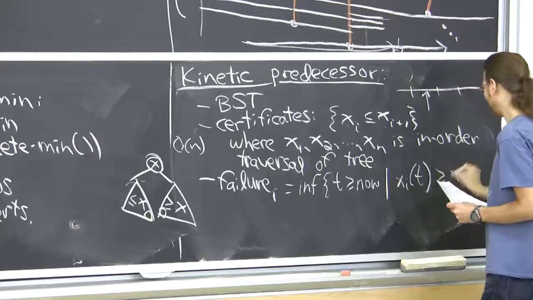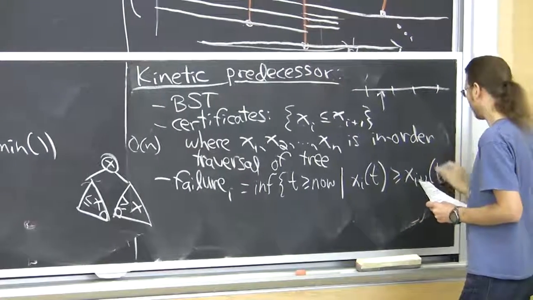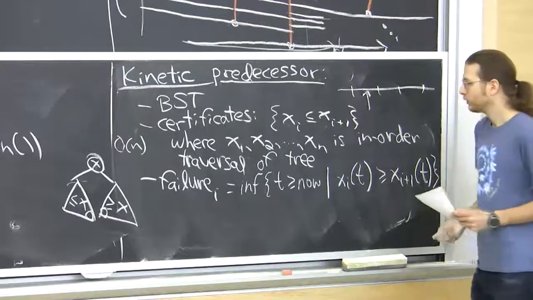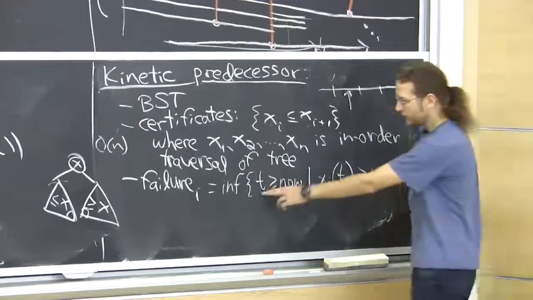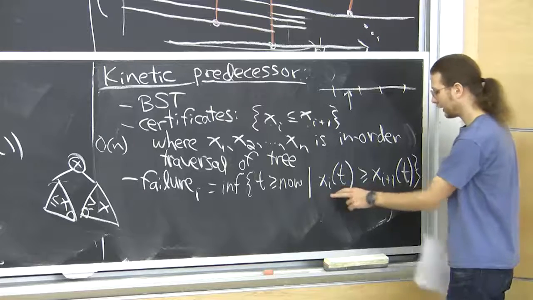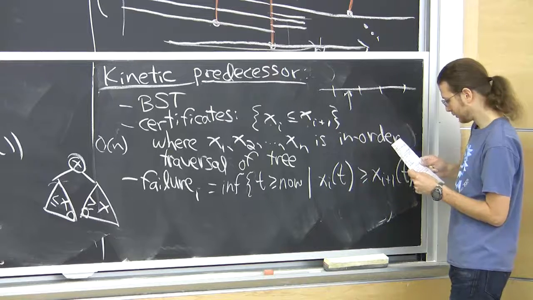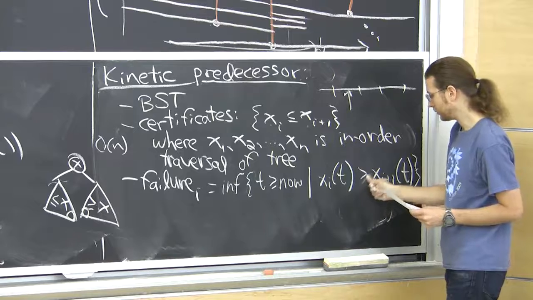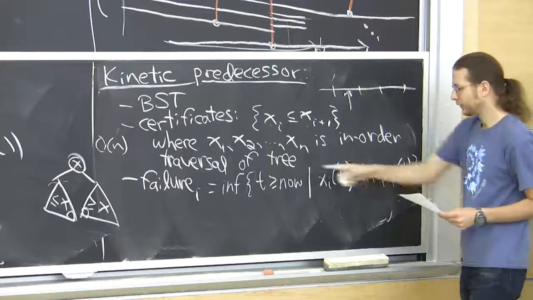Writing it down. So I want to know, among all times greater than or equal to now, when will xi, am I doing strict here? Should probably be greater than. Yeah, so that's why I have an infimum.